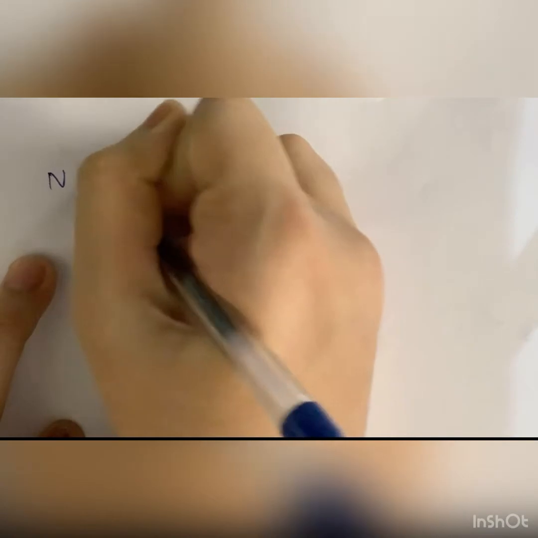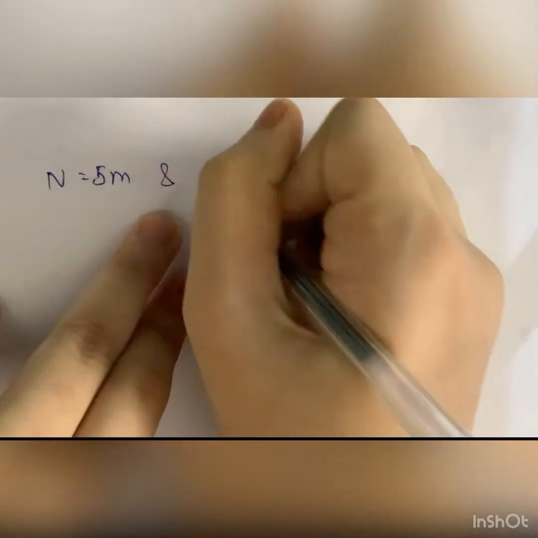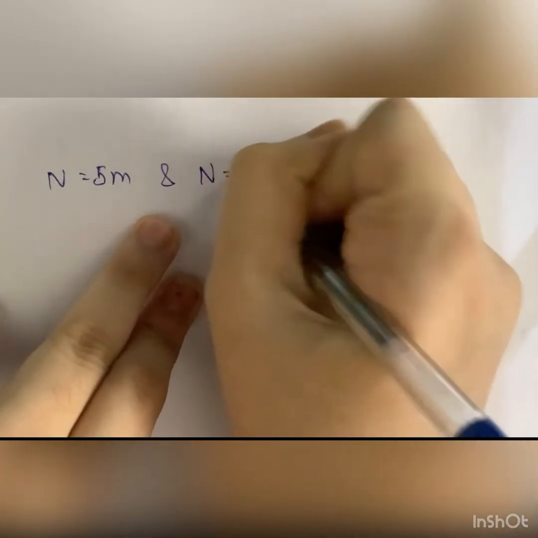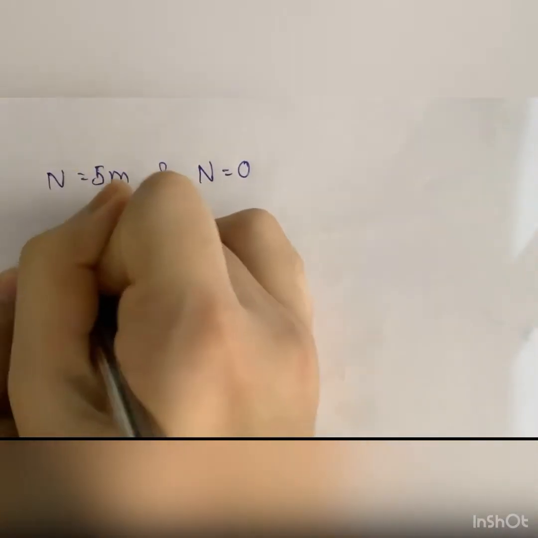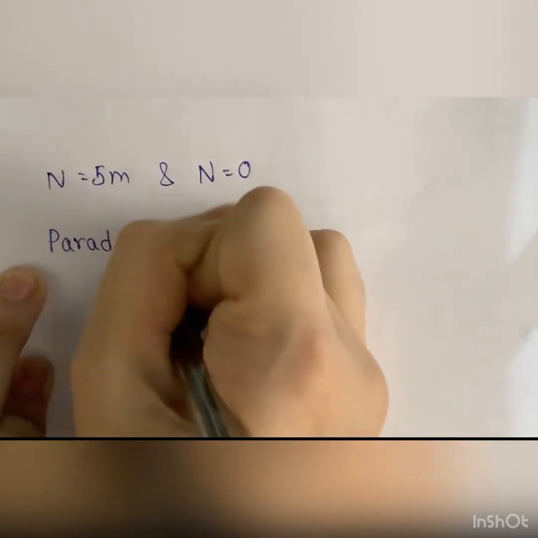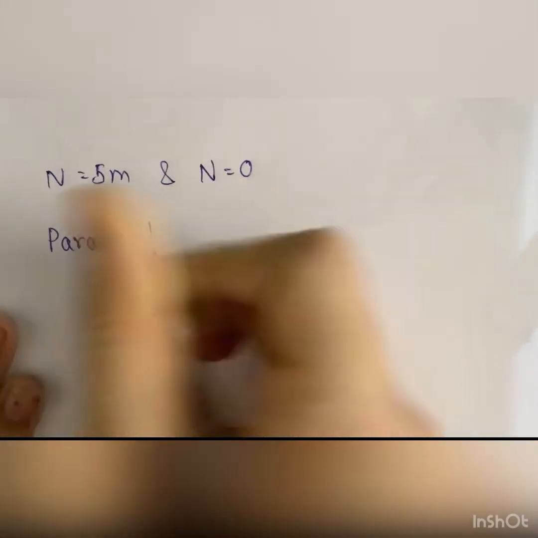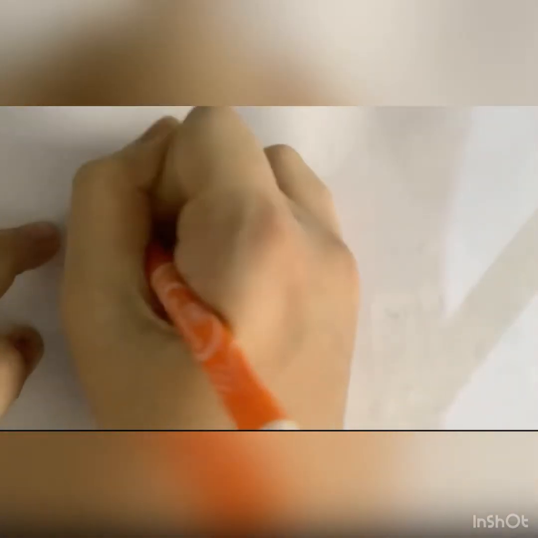Wait, what? The normal force is both 5m and 0 at the same time? How? Well, this is only possible if the mass of the person is 0 kilograms, which we definitely know that it's not. Even newborn babies are fat and have mass, right? Boom! We got a paradox. Let's try to resolve this.